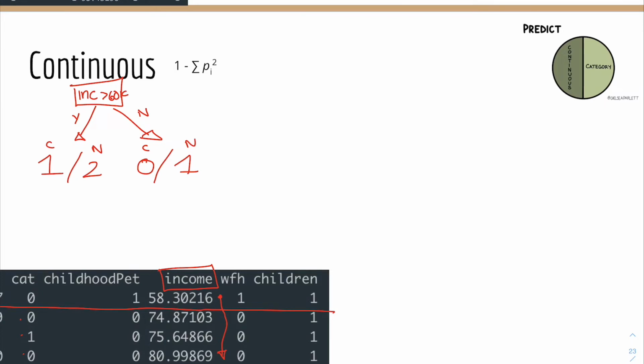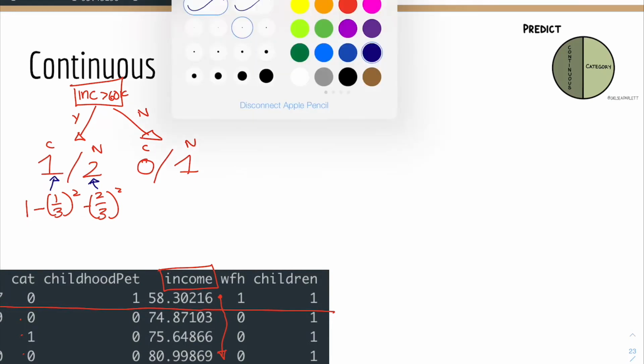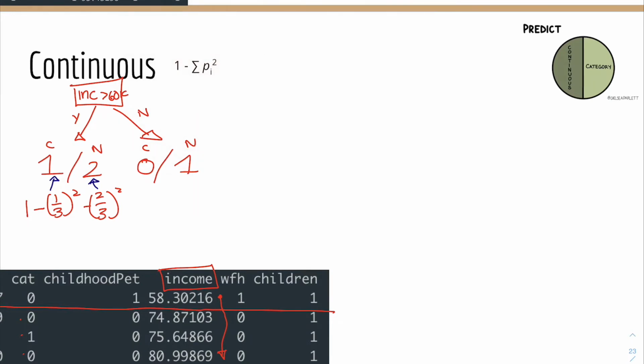And so when we calculate the impurity here, we're going to get 1 minus 1 over 3 squared minus 2 over 3 squared. And remember, I'm getting those numbers from here, from the probability of being in the cat category for this node and the probability of being in the no cat category for this node. And then the impurity over here is going to be 1 minus 0 over 1 squared minus 1 over 1 squared. And we can see here that the impurity for this part is just 0.